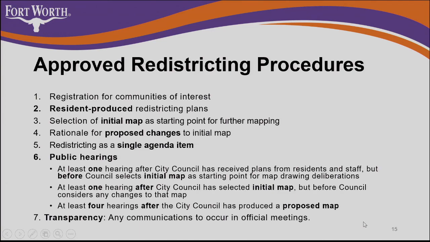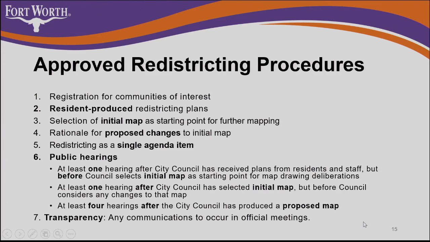It will be considered. Staff will take all of these maps submitted by residents, will try to draw out the best features of these maps, and staff itself will submit a proposed map. And the city council will select one of those maps, either the staff-produced map or one of the resident-produced maps, and use that as a starter map for the redistricting process. So at least in theory, this is democracy in its purest form. So that's resident-produced redistricting plans. They'll select an initial map as a starting point, and then they'll adjust that map through a series of hearings and work sessions to produce the final map.